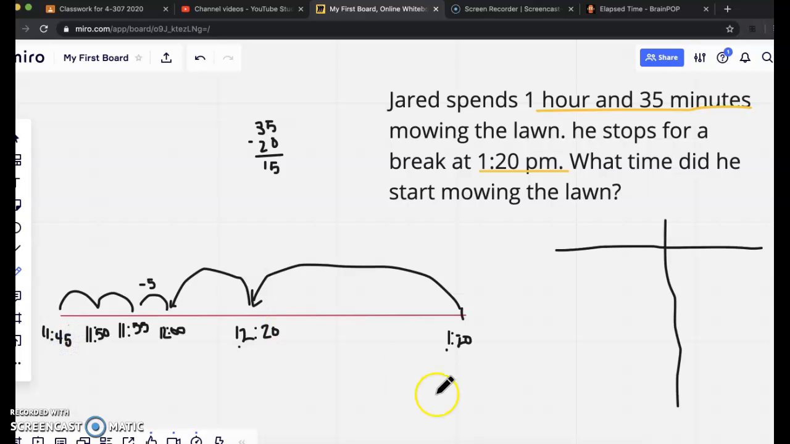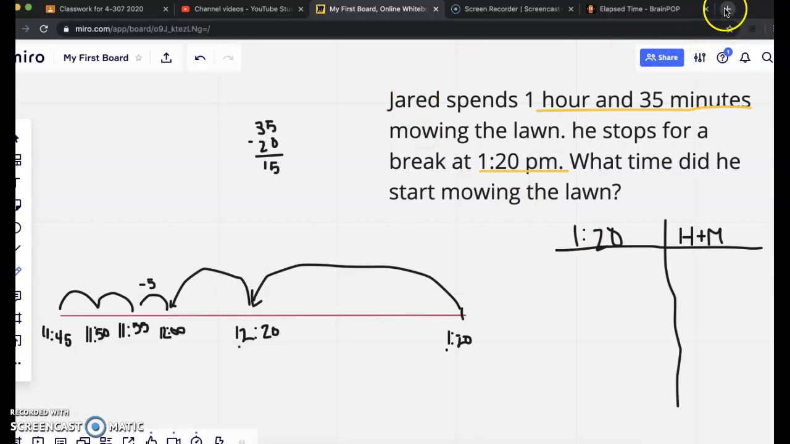All right. Now let's try it on the number line. Here's the start time, 1:20. And these are hours. I like to label it like this, and minutes. All right. 1:20, we're going to take away 1 hour.